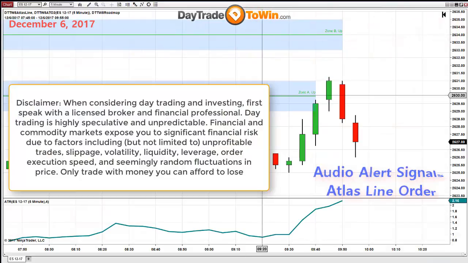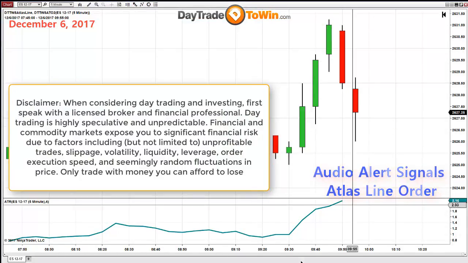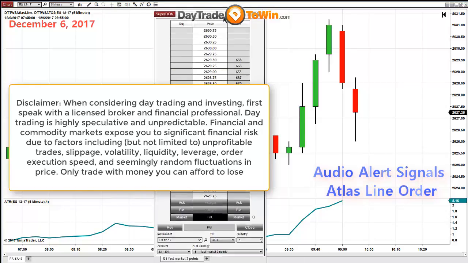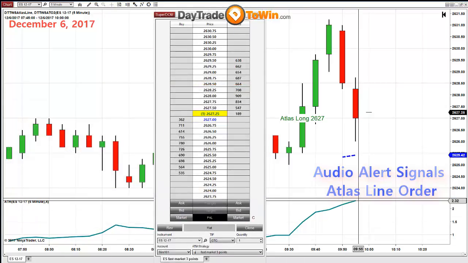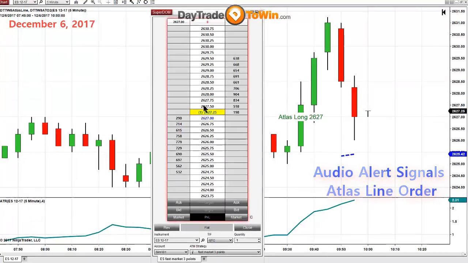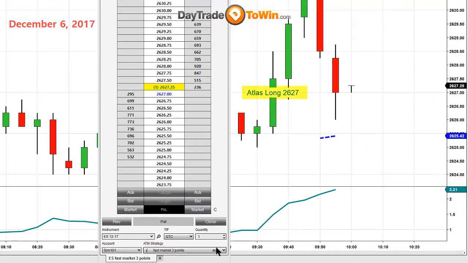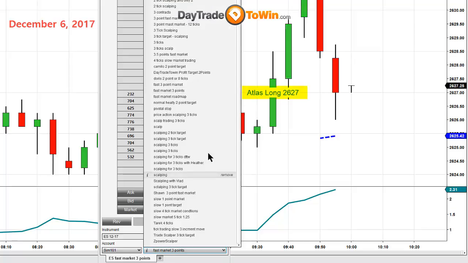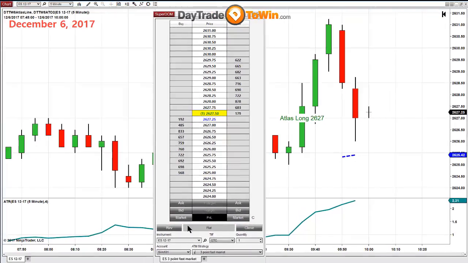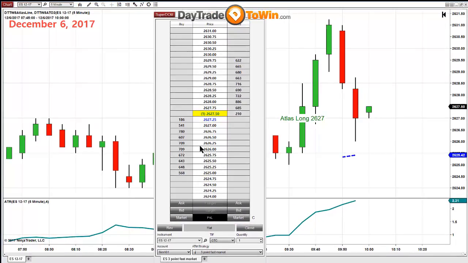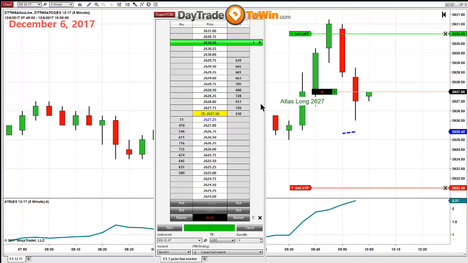So the outline is about to provide a signal momentarily. What I want to do is wait until we have the signal. 26.27 long. So I'm going to place here a 26.27 long. But before I do that, I'm going to make sure that I have the ATM strategy, order filled, which allows me to have a target and a stop automatically. The ATM strategy on NinjaTrader does this for me automatically.